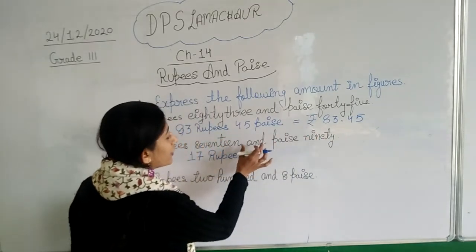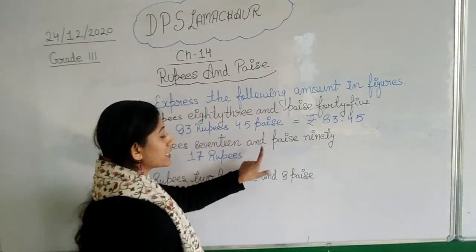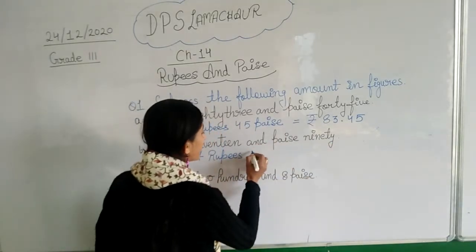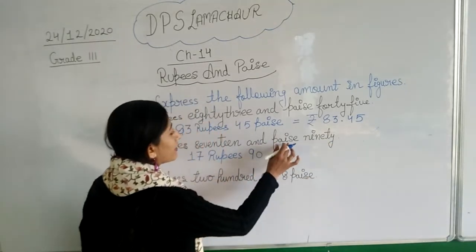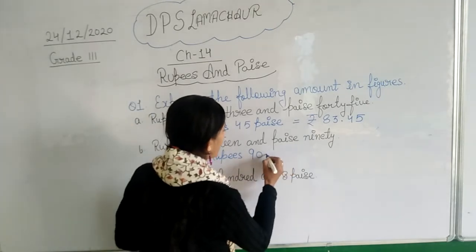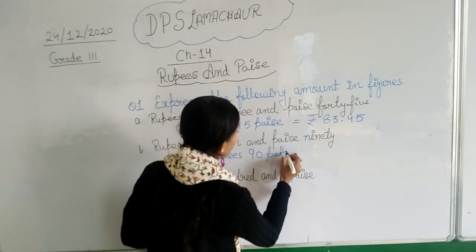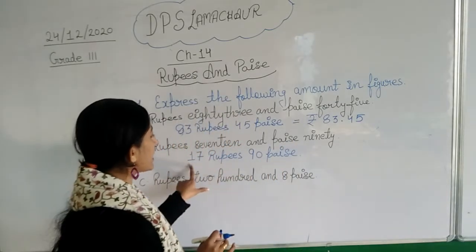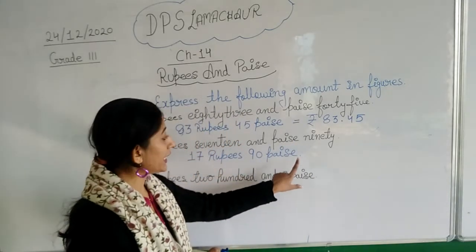Now, and paise 90. We will remove 'and' from here, and paise 90. First we will write the figure 90 and then we will write paise. Okay, PAISE, paise. This is one form. In this way we can write 17 rupees and 90 paise.